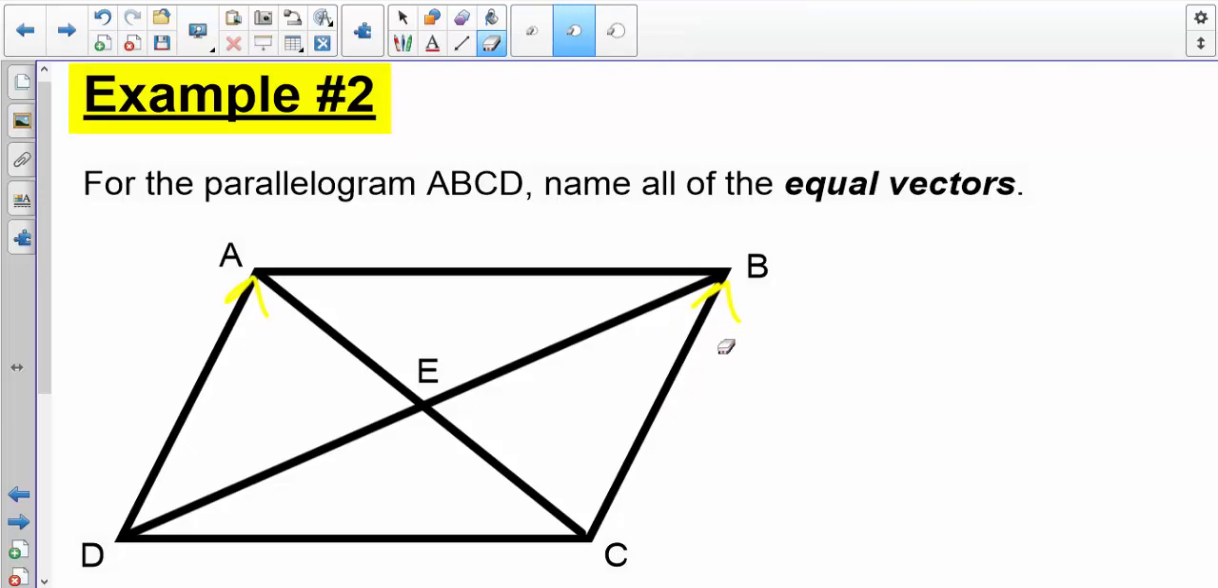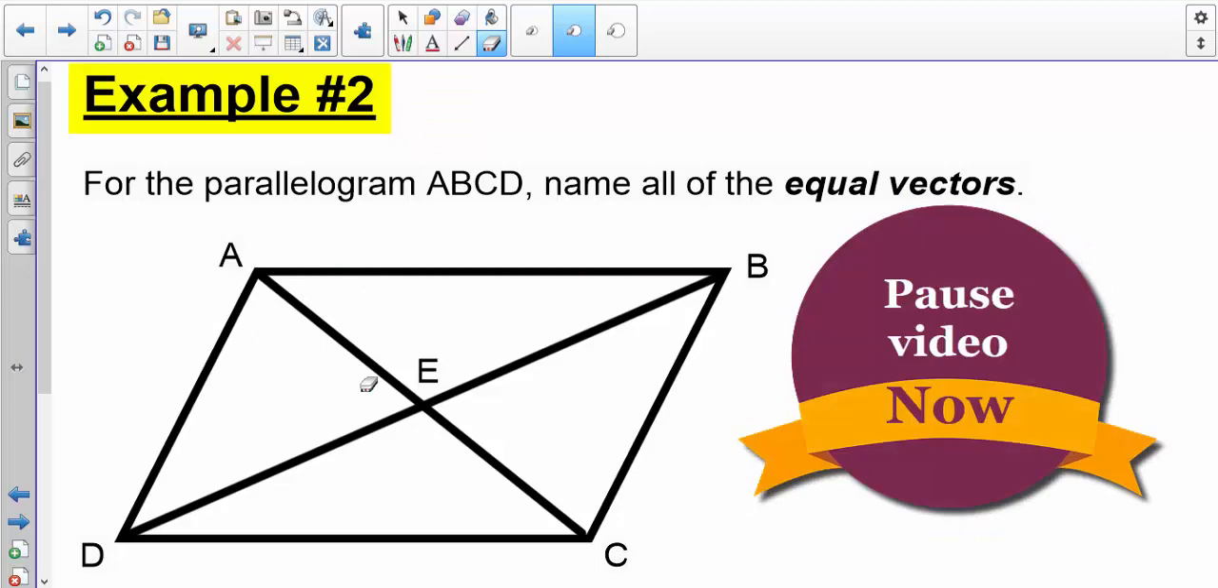Now, the only catch is that, of course, you could not say vector DA and vector CB. Vector DA and vector CB are not in the same direction and are therefore not equal vectors. They're opposite vectors, okay? So take a second or two, pause the video, write down a couple of those, and I'll give you a couple of answers because there are a lot of answers here to this one.